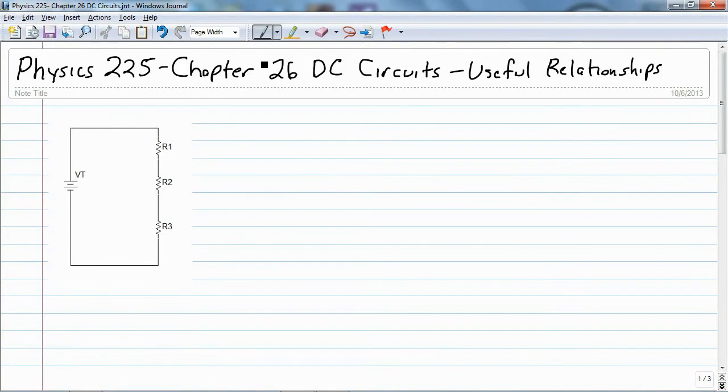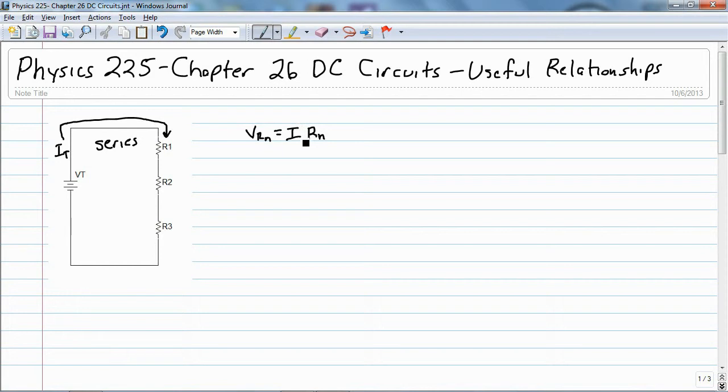So I wanted to take a look at some of what I call useful relationships. Just quick things that you can look at and come up with some answers depending on how things are configured. In this case, we're talking about a series connection, and we know that there's a current that flows, I sub t. So we can come up with the relationship of the voltage across resistor N is equal to the current times resistor N.